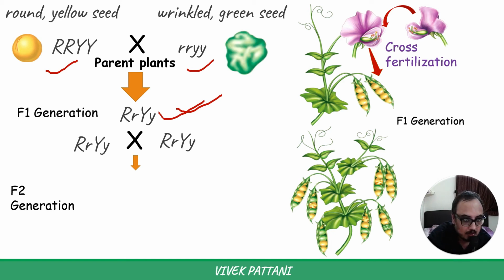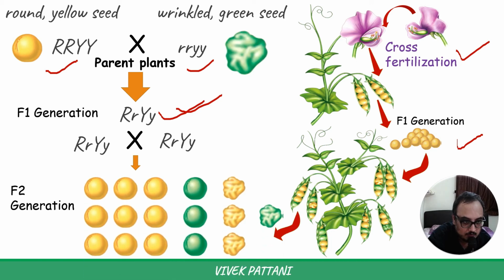This one is the F1 generation. Now what happens due to cross fertilization? Due to cross fertilization in the F1 generation, the seeds which will be generated will be round yellow ones, because they are heterozygous.